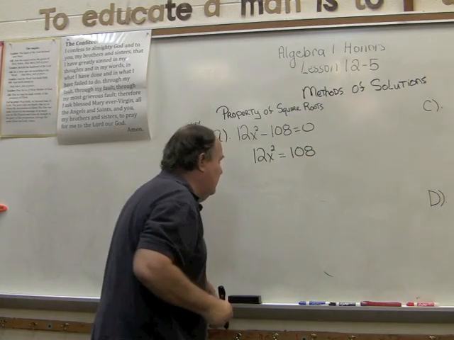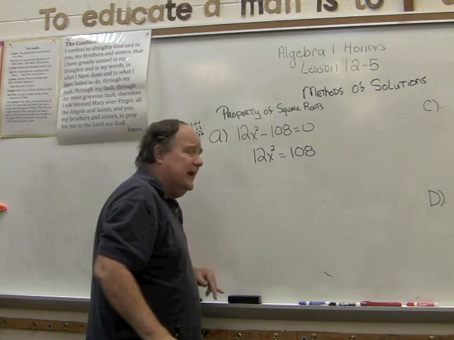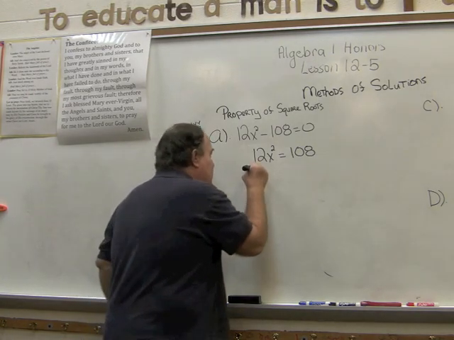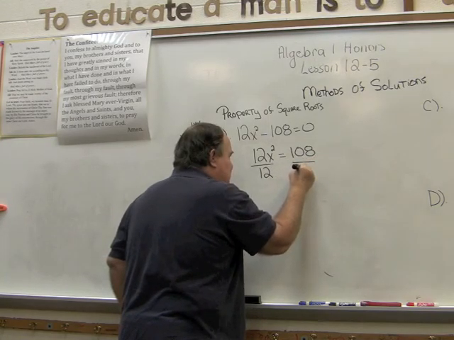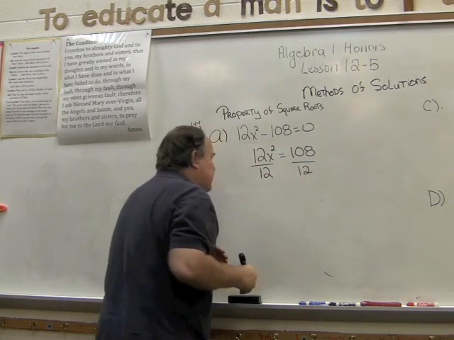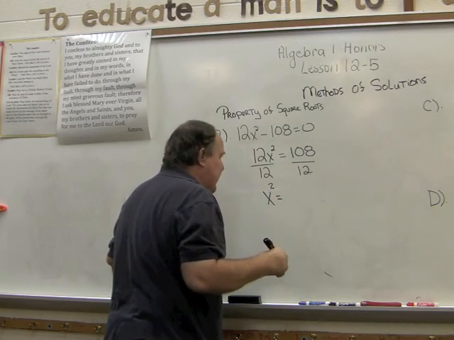Okay? Now, we want to have our x squared by itself, right? So what we have to do is divide both sides by 12. If I divide this side by 12 and this side by 12, I get x squared here, and I get 9 over here.